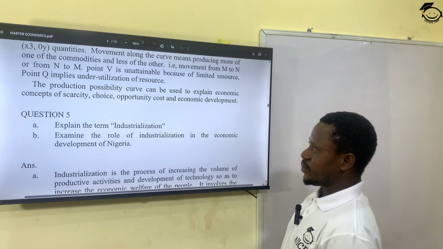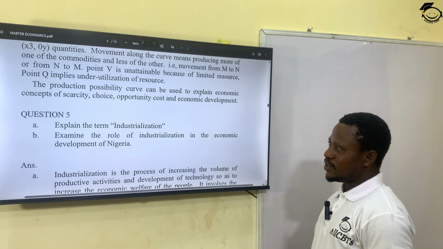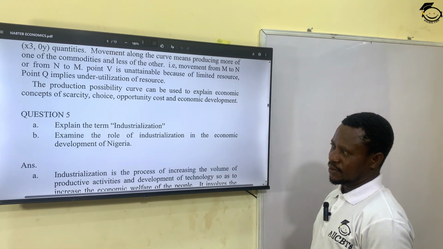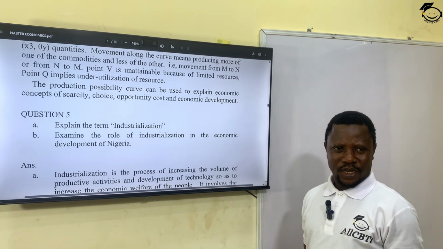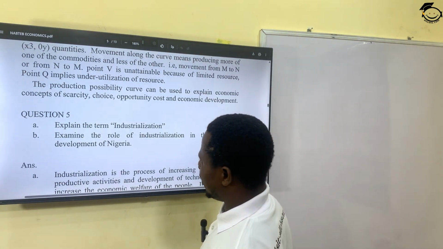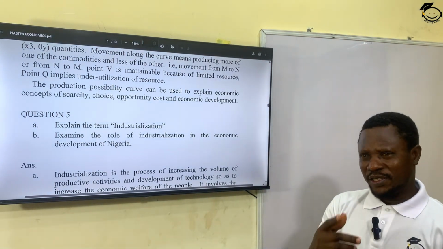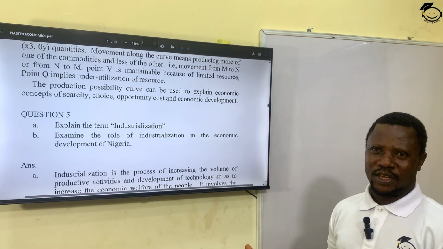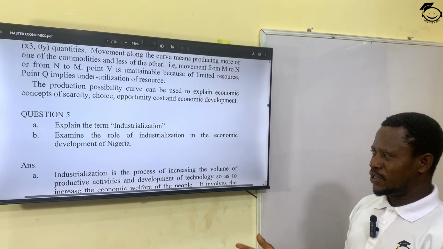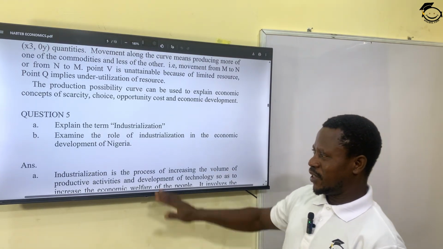Question 5. Explain the term industrialization. What is industrialization? That's the meaning. B. Examine the role of industrialization in the economic development of Nigeria. So this is just a very simple and direct question. Any layman can give interpretation to this, but let's look at it together.